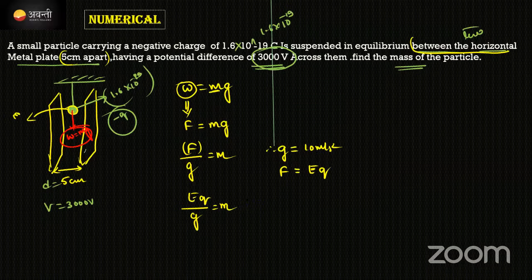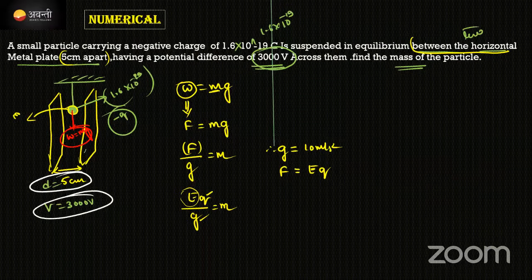Now look, the charge is known and the acceleration due to gravity is known, but we don't know the value of E. How do we find the value of E? Here the distance is given and the potential is given. Is there any relation between potential and electric field with respect to distance? Yes, exactly. Yesterday we talked about this. Electric field intensity is equal to minus dV upon dr. Correct? Substitute here.